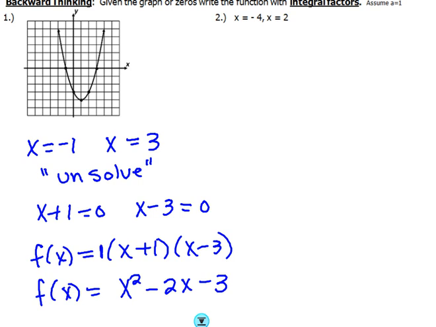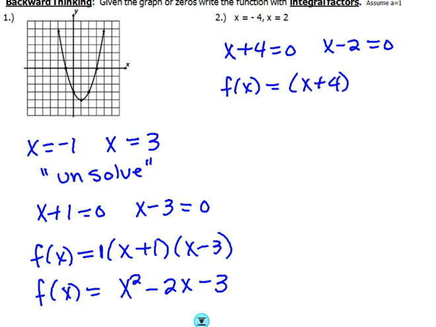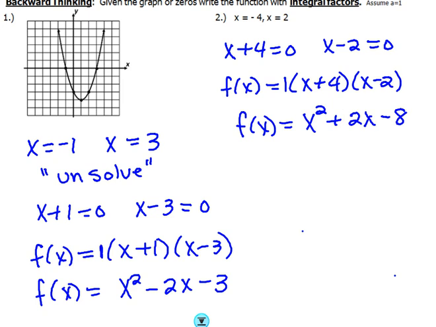Alright, same thing with this one. x equals negative 4, x equals 2. So we're going to unsolve it. So I'm going to add 4, subtract 2. So my factors are x plus 4, x minus 2. Assuming that they said the a is 1, then we can FOIL it back out. And there it is in standard form.